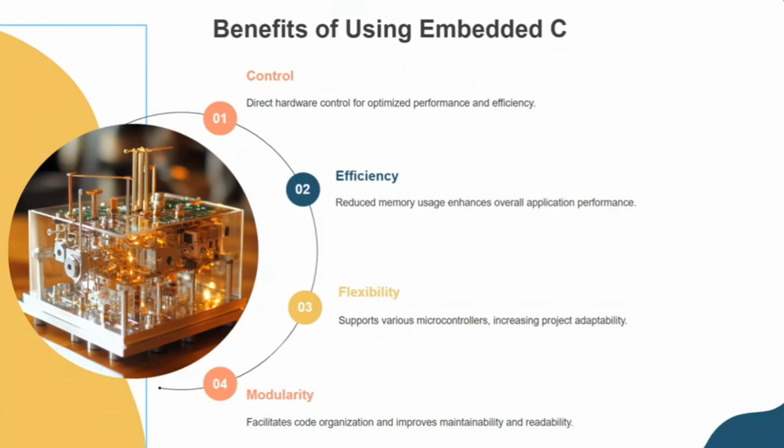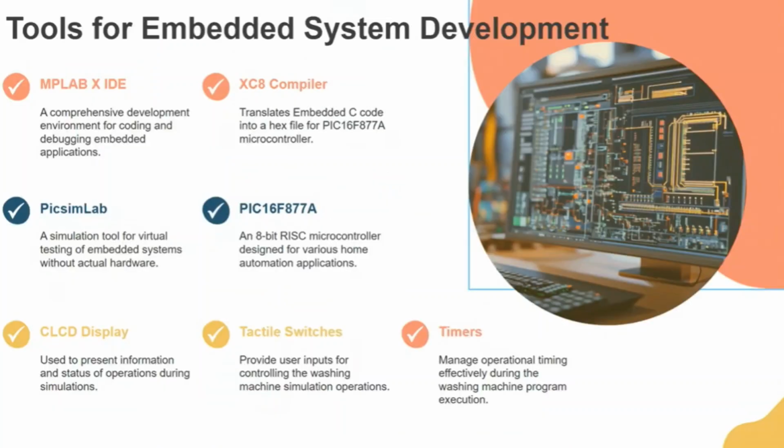Advantages or benefits of embedded C. First one is control, direct hardware control for optimized performance. Second one is efficiency. Third one is flexibility. And fourth one is modularity. And next, tools for embedded system development. There are so many tools, and a few are mentioned.